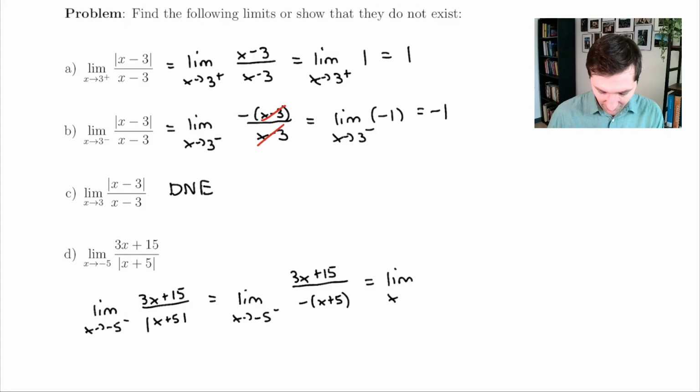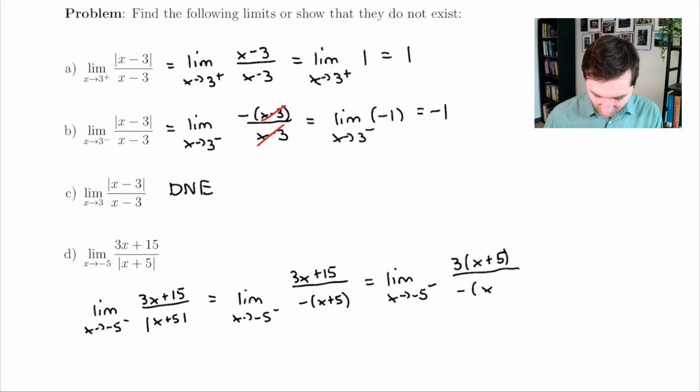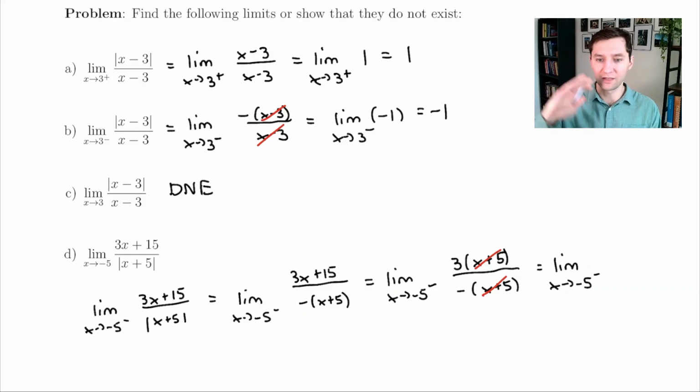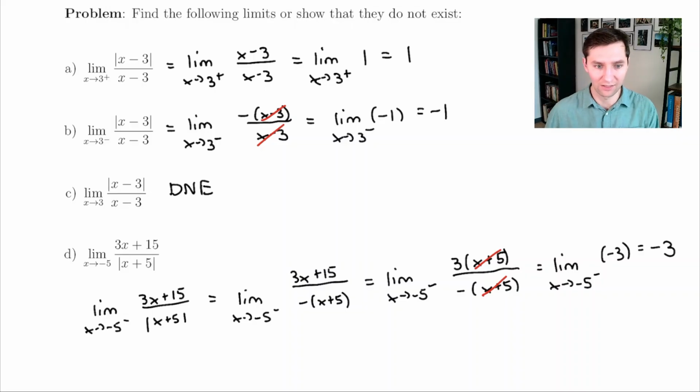Now I see that if I plug in negative 5 to the numerator and to the denominator, I will get 0 divided by 0. So I apply first an algebraic manipulation. In the numerator, I see that I can factor 3 out of both expressions. This allows me to cancel x plus 5 in the numerator and in the denominator, or rather, to divide it out. That gives me the limit as x goes to negative 5 from the left of 3 divided by negative 1, which is negative 3. The limit of a constant is a constant, so I get negative 3.